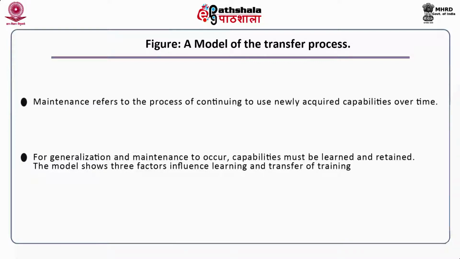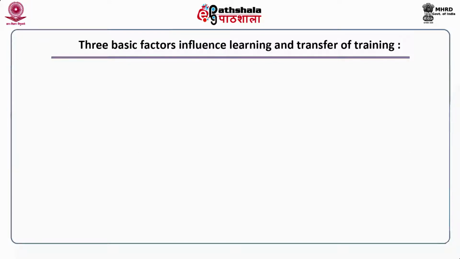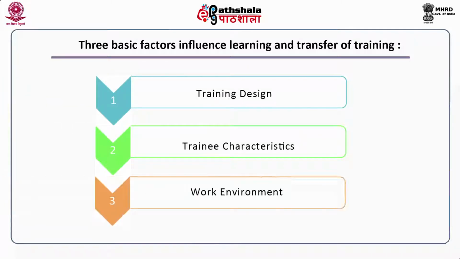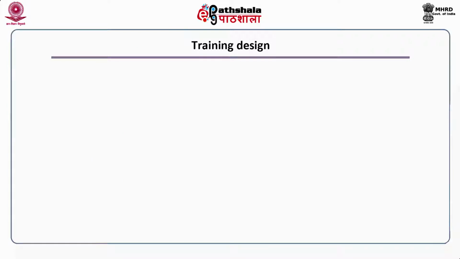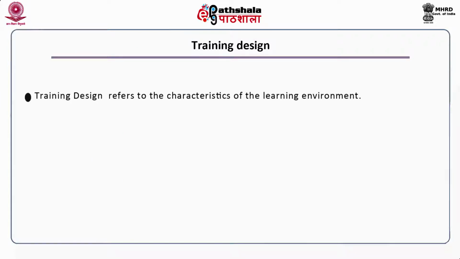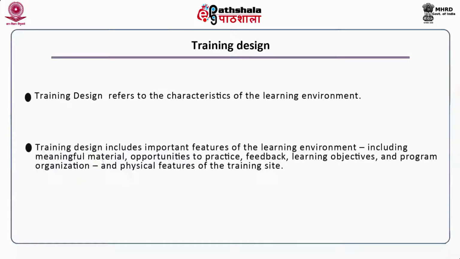The model shows 3 factors influence learning and transfer of training. The 3 basic factors that influence learning and transfer of training, as you can see in the diagram, are training design, trainee characteristics, and work environment. Training design. Training design refers to the characteristics of the learning environment. Training design incorporates important features of the learning environment, which includes meaningful material, opportunities to practice, feedback, learning objectives, and program organization, and also incorporates physical features of the training site.